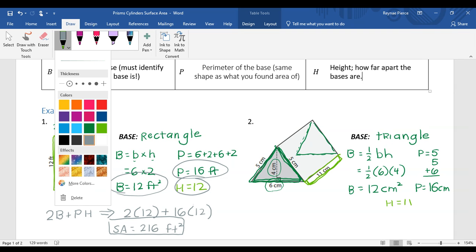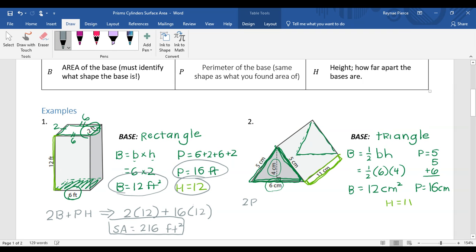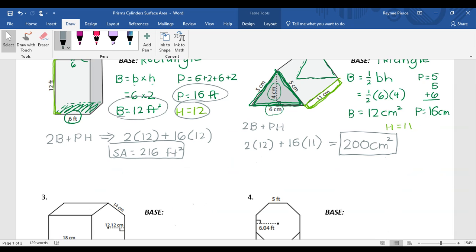Same equation, 2B plus the perimeter times the height. So 2 times the area of the base that we found, the whole area, plus the perimeter of the base times the height of the prism. And this gives me 200 square centimeters for the surface area of this triangular prism. Okay.